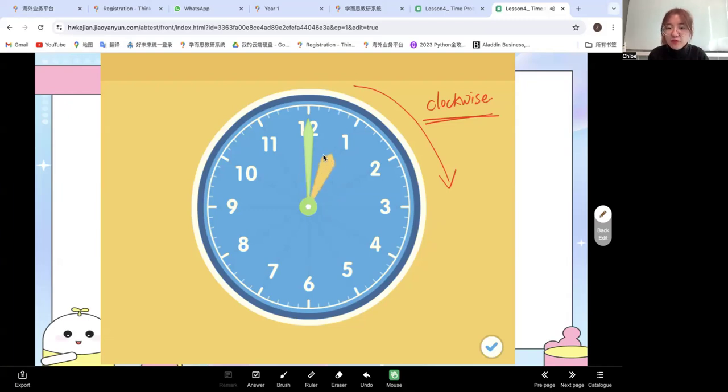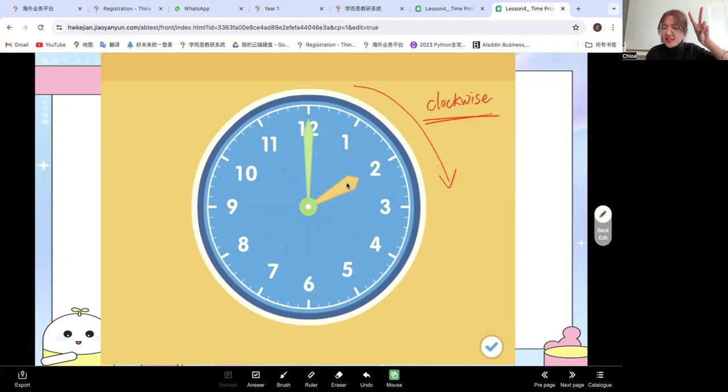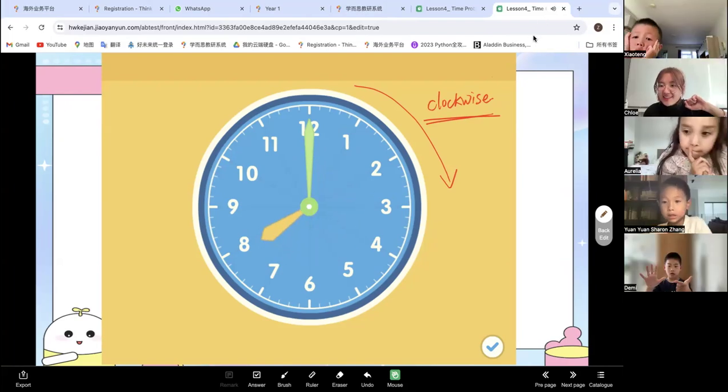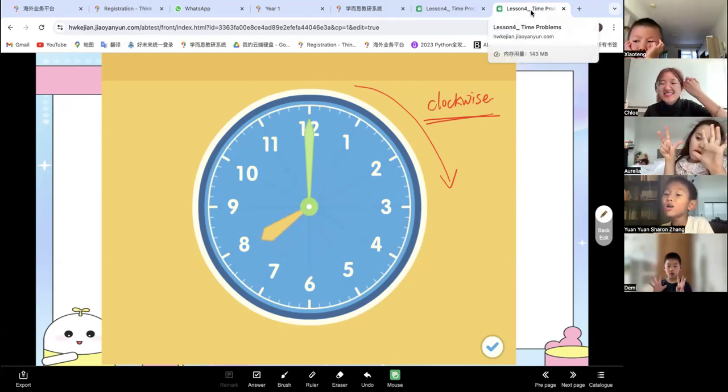And if, everyone, the shorter hand, the hour hand, travels from 12 to 2, how many hours? Can you show me the finger, please? 2 hours. Very well done. If we continue to travel to 3, how many hours? 3 hours. Great. If it continues to travel to 8, how many hours, everyone? 8 hours. Thank you, Aurelia. Thank you, Alex. Good job.